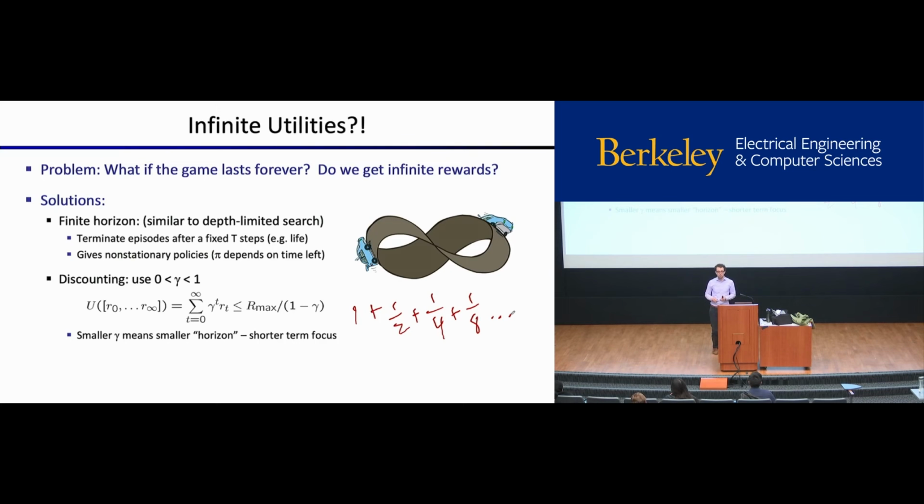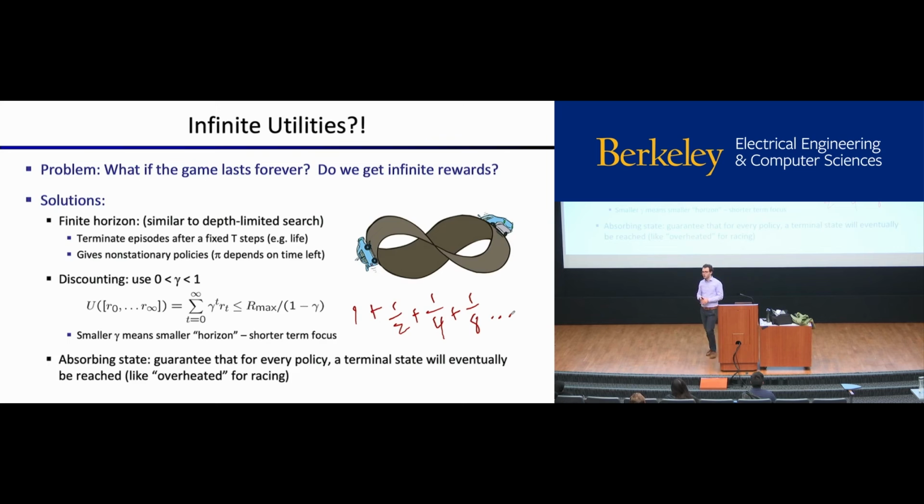Adds up to 2. That's finite. So we can have a sum of infinite things, all of which are positive, but if we're discounting in this sort of geometric way, where we multiply by gamma each time, then these things will sum up to a finite number, as long as gamma is less than 1.